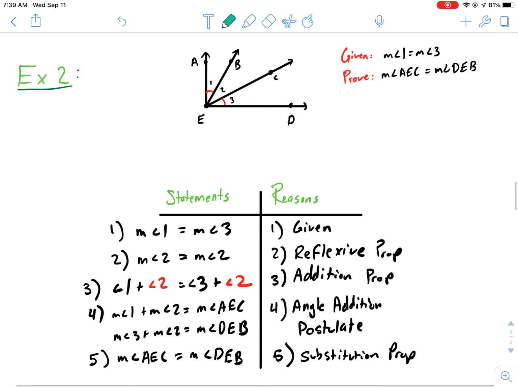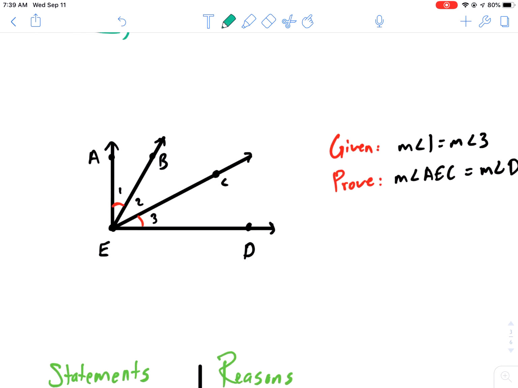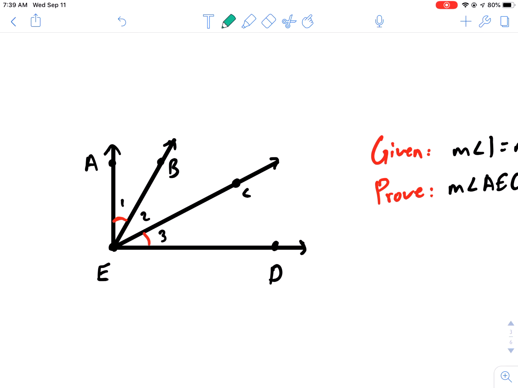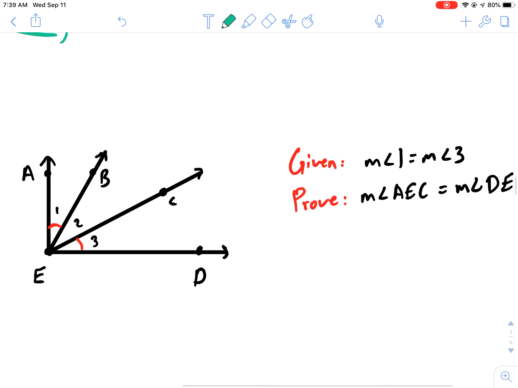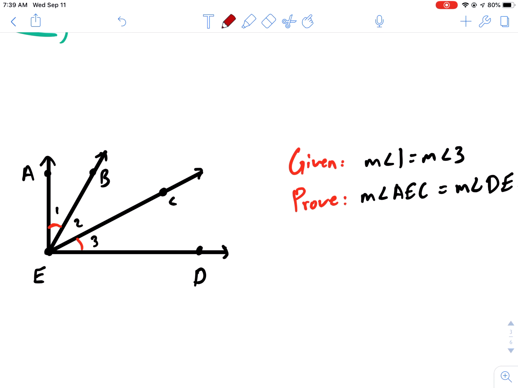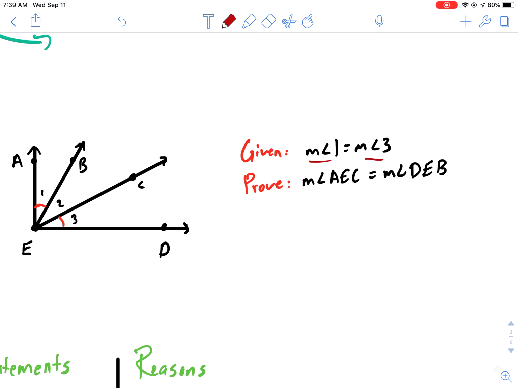Here we have example 2, and it's another 2-column proof. And here we have some givens. So here we have a diagram. As you can see, we have angle 1, angle 3, angle 2. We have some labels for that, and it says measure of angle 1 is equal to measure of angle 3. That's why these two have these red single lines there. That designates that they're equal to each other. And it's asking us to prove that AEC is equal to DEB.